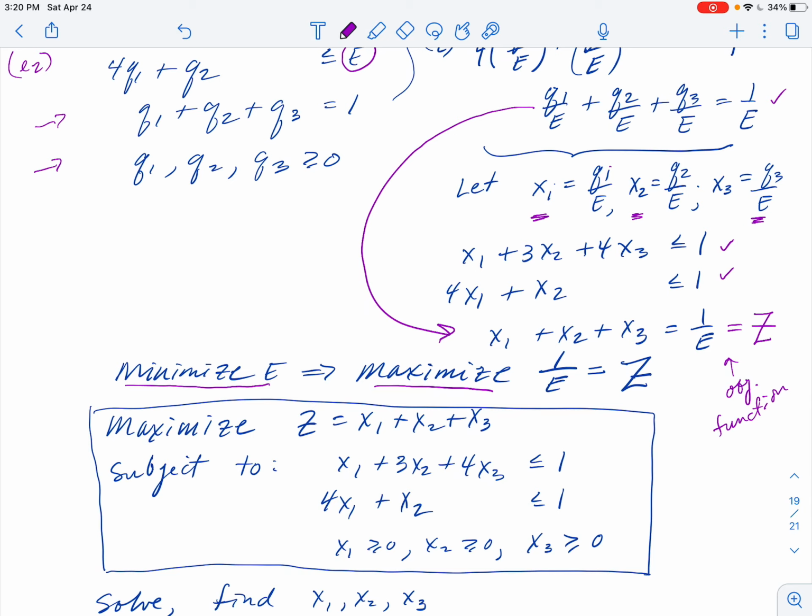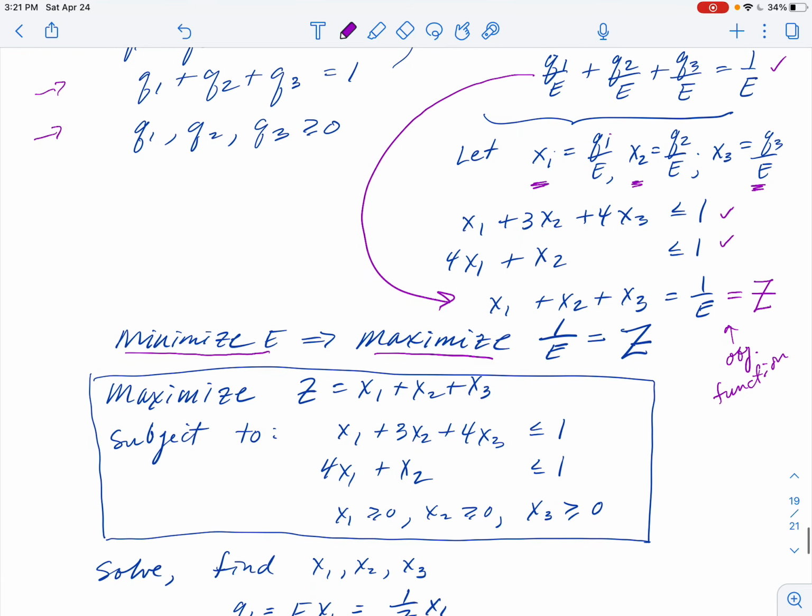So we turn this into a maximize linear programming problem. We're going to maximize z, which equals x1 plus x2 plus x3, subject to those two inequalities, both of them less than or equal to 1. And we know our variables are all non-negative because the q's were non-negative and e was also non-negative. In fact, we know we won't have any trouble dividing by e because e is not zero either. So this is going to work in our favor. That was why we needed non-negative numbers in our matrix.